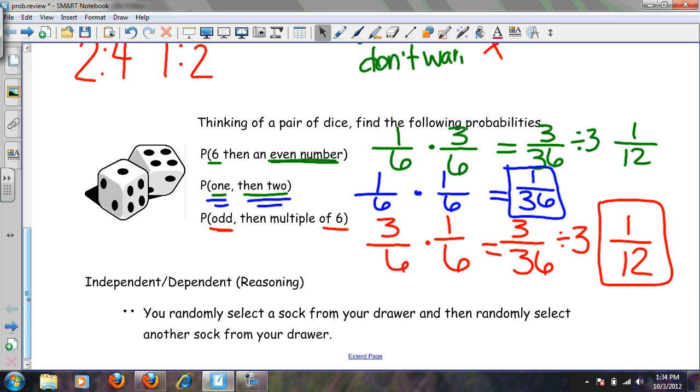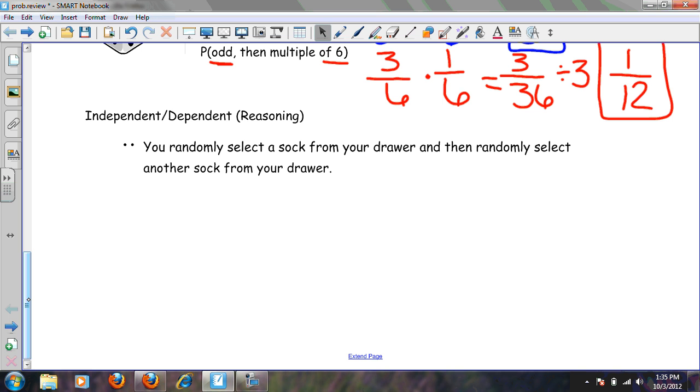Independent versus dependent events. Some reasoning here. You are randomly selecting a sock from your drawer, one sock. And then you randomly select another sock from your drawer. Are these independent or dependent events? Well, once you select your socks from your drawer, one of them, that's the one you're going to wear. Then you're going to reach back in and select another one. Replacement or no replacement?